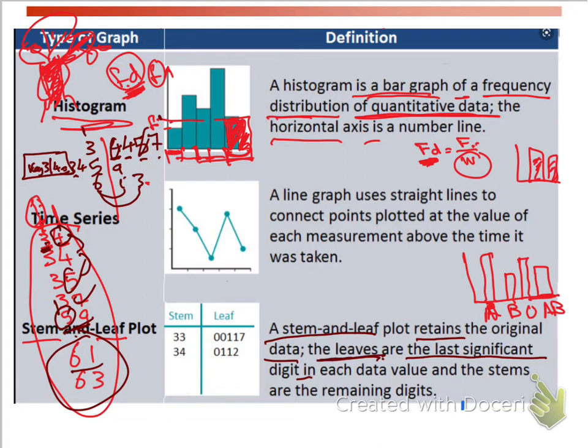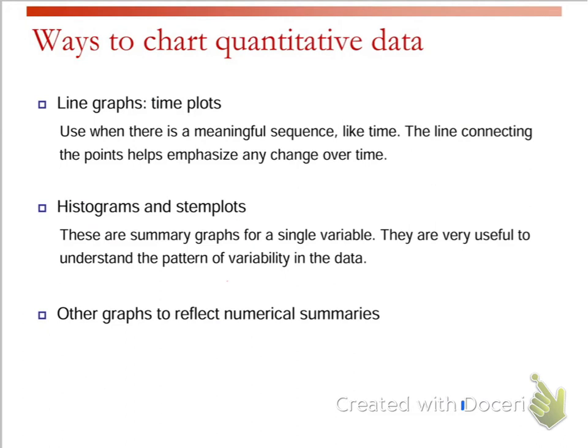The leaves are the last significant digits in each data value, and the stem are the remaining digits. So take only the last significant digit, which is on the right. I put all of them as leaves, and only the digit on the left, the biggest one, I put as stem. So coming back to the main slide, which has the line graph.